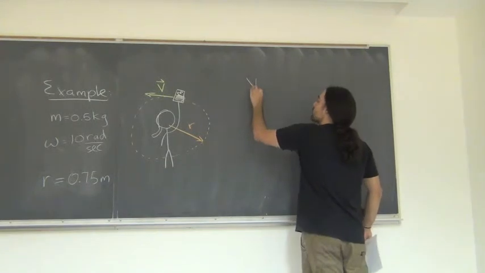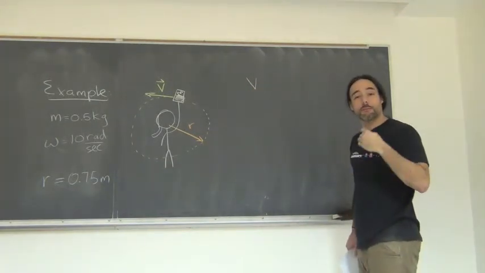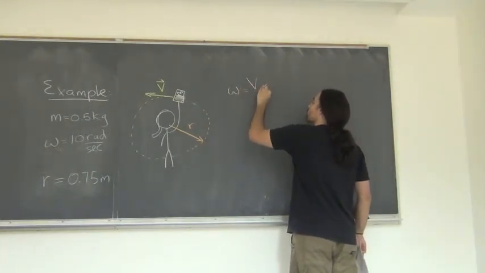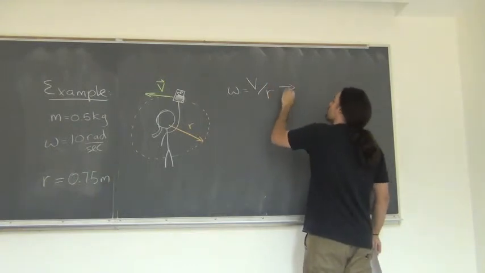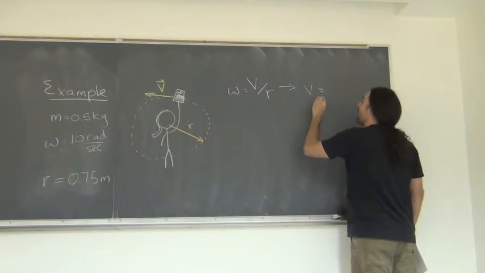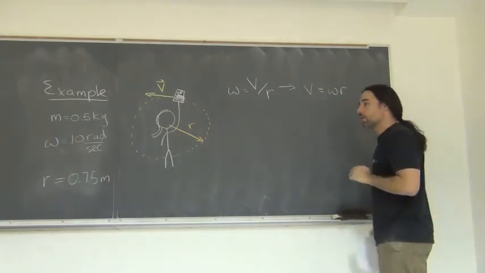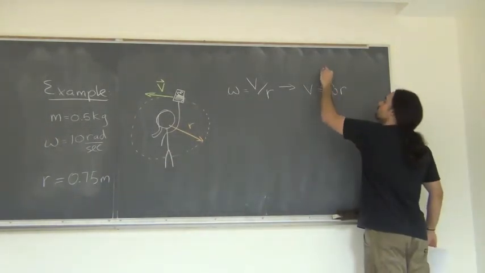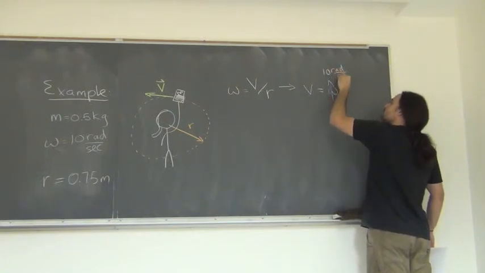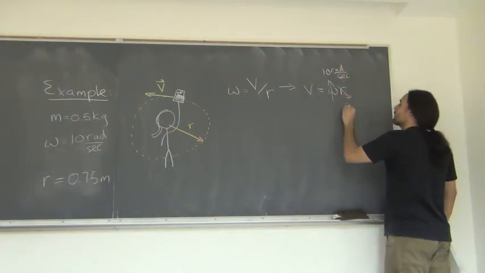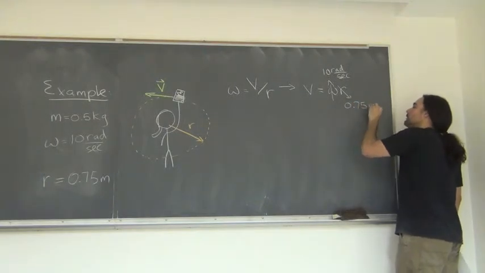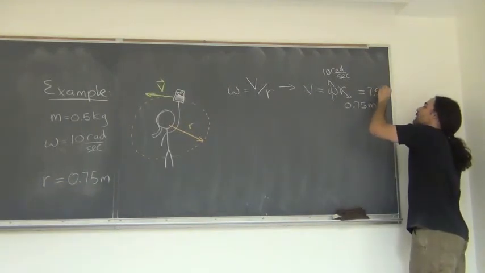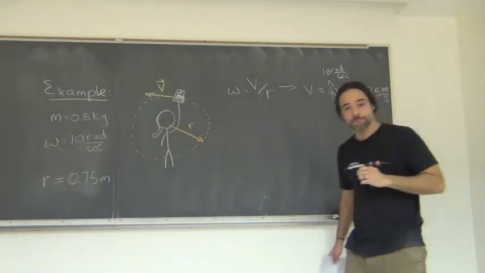To figure out how fast it was moving around, all I have to do is go back to my equation for the angular velocity, which said that omega was v divided by the radius, which is the same thing as saying that v equals the angular velocity times the radius. If I plug in my angular velocity of 10 radians per second and my radius of 0.75 meters, that would give me a speed of about 7.5 meters per second. Decent speed.